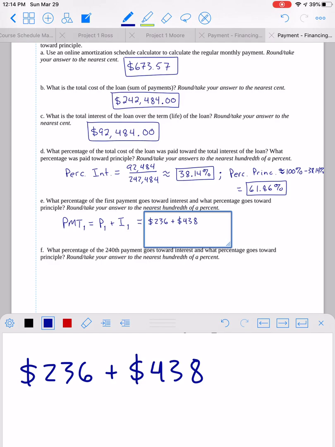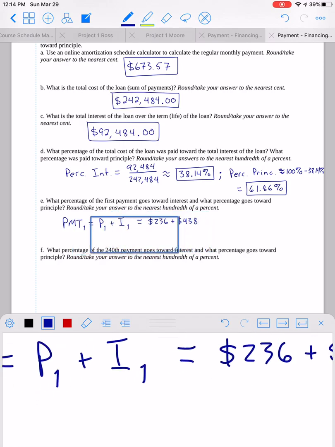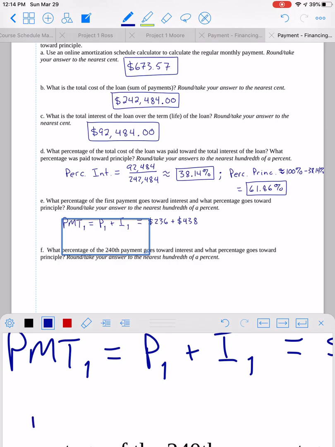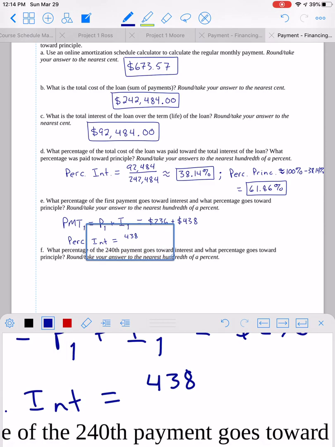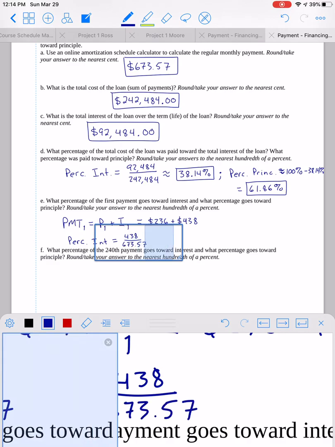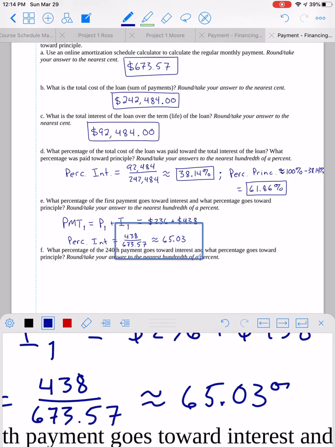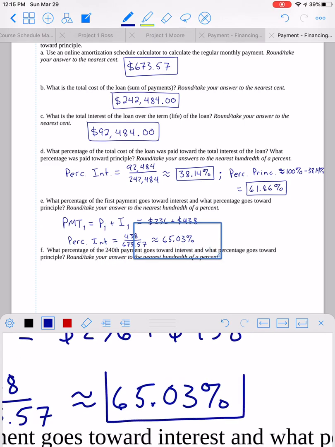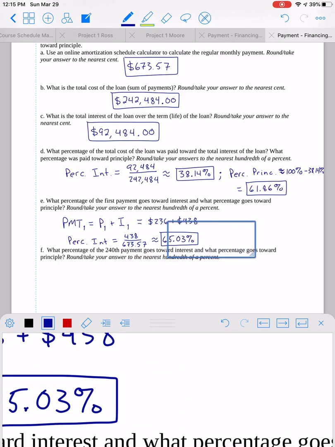So what percentage goes toward interest and what percentage goes towards principal in this payment? Well, this one's fairly straightforward. We'll take percentage interest, and we'll say that this is the amount of interest. It's $438 divided by our monthly payment is $673.57, and we'll have to round this, but when we get an answer here, this is 65.03%, rounding this percentage to 2 decimal places. We rounded this percentage to the hundredth of a percent, with 0.03 being the hundredth of a percent.